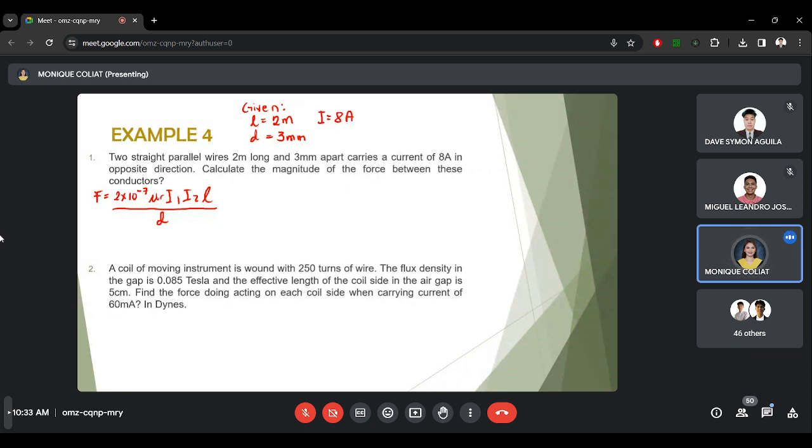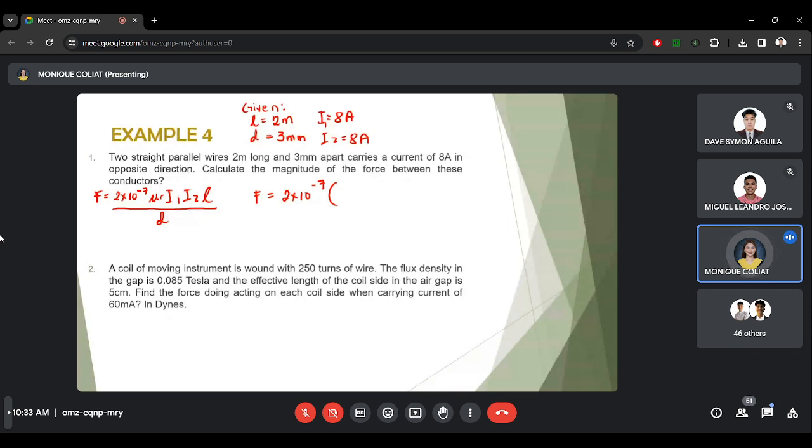Okay, in opposite direction daw. That means you have two currents, which is 8 amperes. So we have I1 and I2, which is 8 amperes also. Okay, so using the given parameters, substitute that to your formula. So we have F is equals to 2 times 10 raised to negative 7.